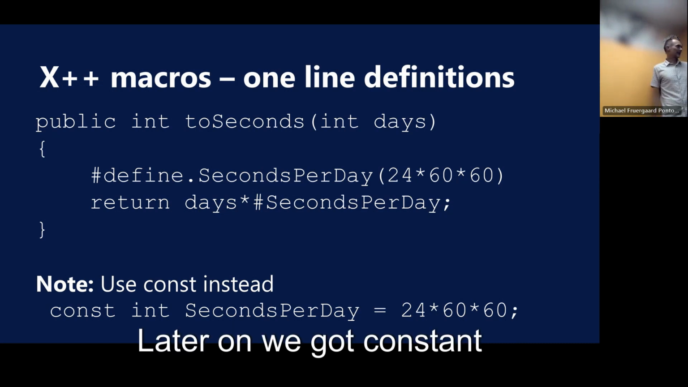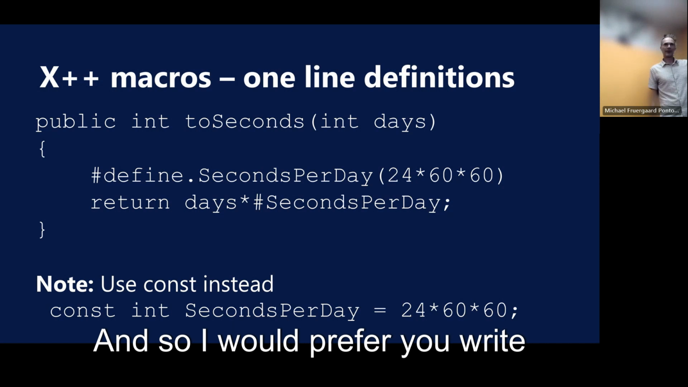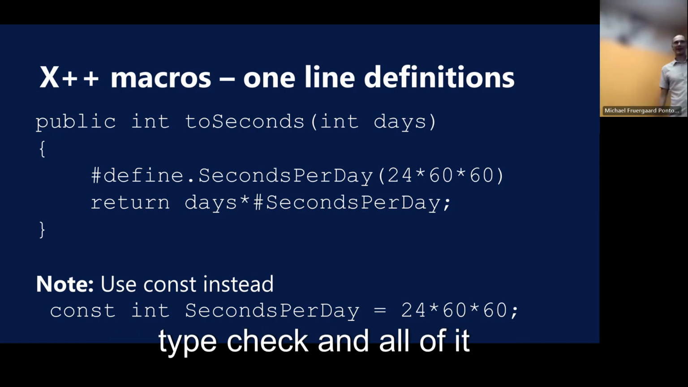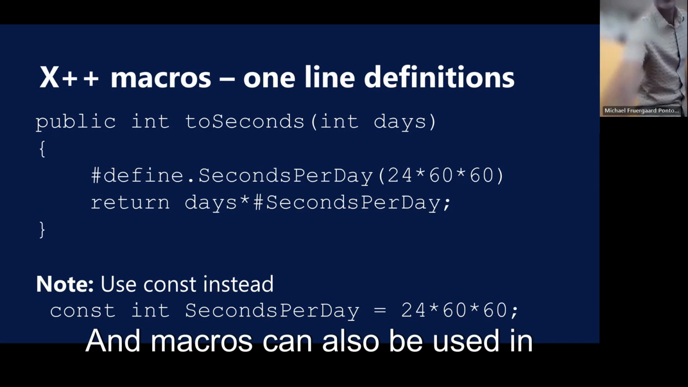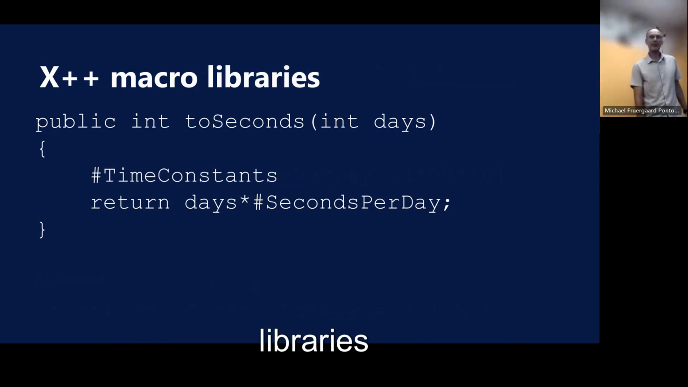Later on, we got constant int. So I would prefer that you write like this instead. Then you have type check and all of that, right? But you will see macros in there. And macros can also be used in libraries.